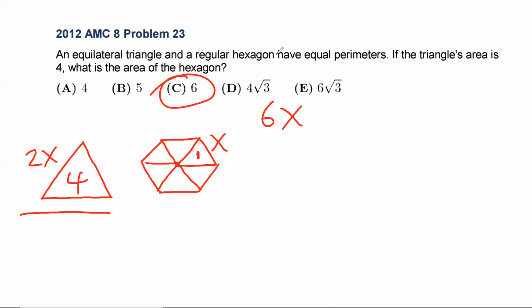Okay, so let me explain it again. So we know that for two similar triangles, the ratio of their areas is the ratio of their side length squared, right? So this triangle colored in green and this other triangle colored in green are similar because all equilateral triangles are similar to each other, right?